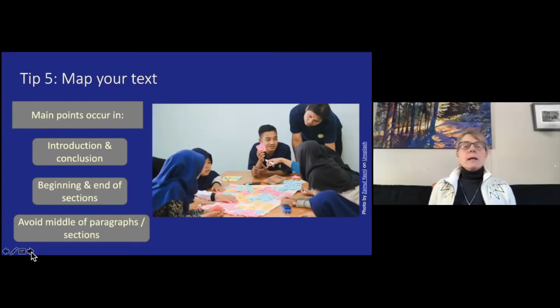And then make absolutely sure that those main points occur in the introduction and in the conclusion, at the beginning and the end of sections. So set up the point, conclude the section with the main point or set of points. And one of my big top tips here is avoid putting your most important statements in the middle of a paragraph or the middle of the section, because you want the reader to come away really thinking about what you said, not what somebody else said.